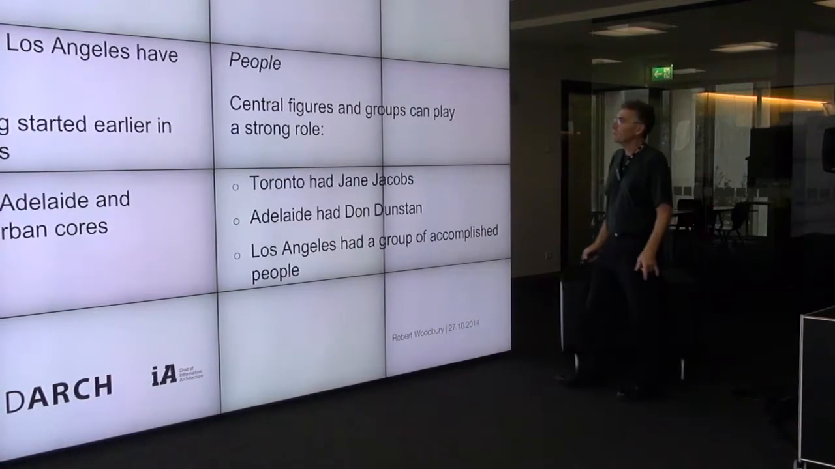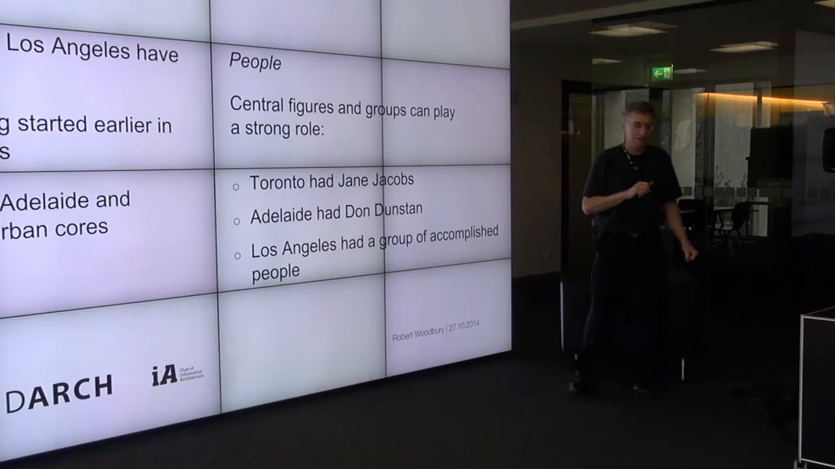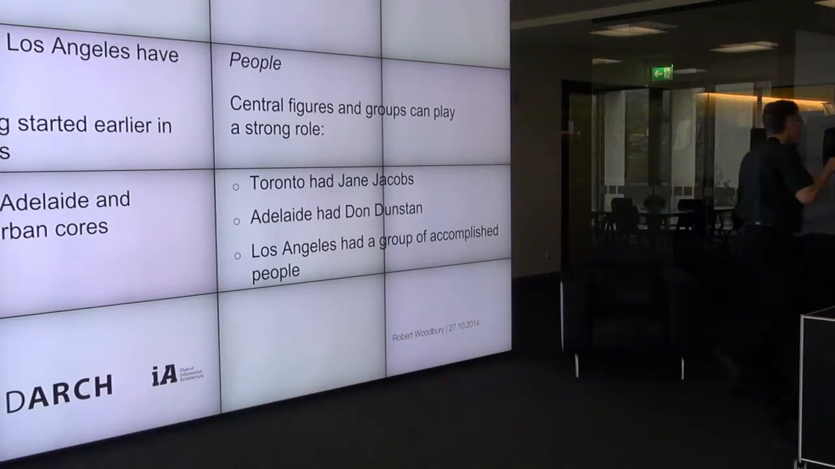They differed in people. Central figures can play an important role. Prior to the freeway, the Spadina Freeway controversy in Toronto, Jane Jacobs, do you know who Jane Jacobs is? Yeah, classical writer about cities. She moved.